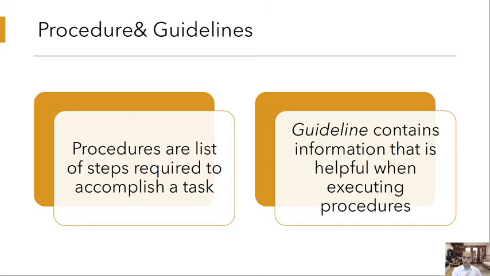Then finally, we have procedures. Procedures are at the lowest level. They are the step-by-step guide to implement exactly what needs to be achieved. Guidelines contain information that is helpful when executing those procedures. So guidelines are not mandatory, but procedures are mandatory documents. It is very important to understand the difference between a guideline and a procedure.